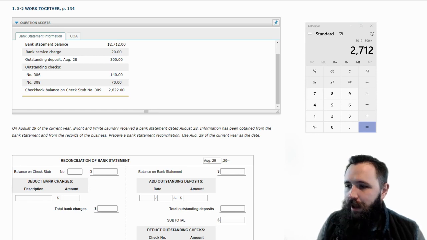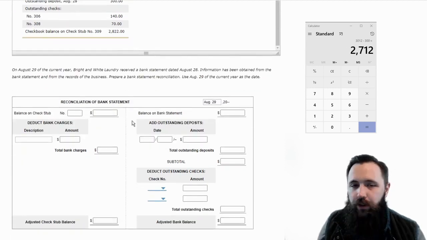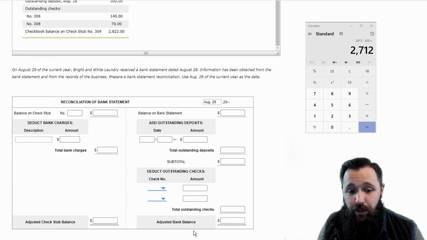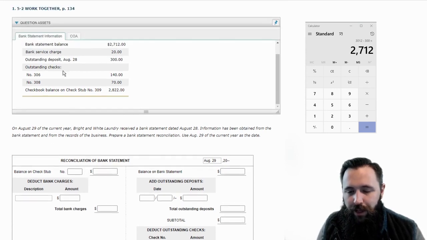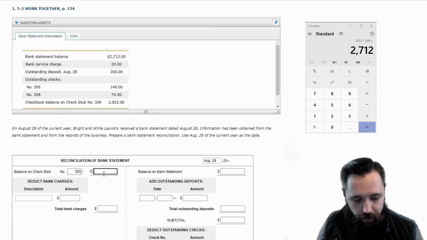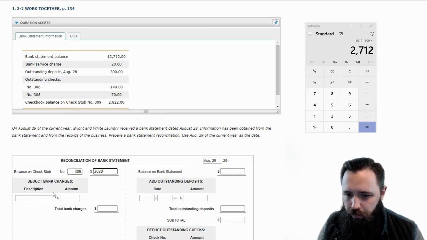We're trying to do it as quick as we can. So the next thing that we're going to have here is let's put in the balance that's actually on the check stub. And if we look at this, we do have this line that's kind of going down the middle, like an actual line here. The left side is for everything that's on the check stub. The right side is for everything that's on the bank statement. At the end, the adjusted check stub balance must match the adjusted bank balance. So if we look at the balance on the check stub, you can see checkbook balance on check stub number 309. So let's put 309, and the amount is $2,822.